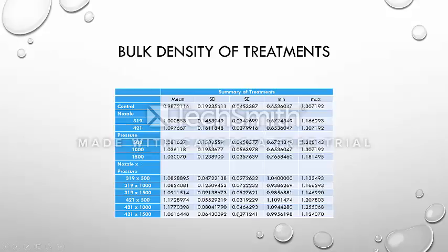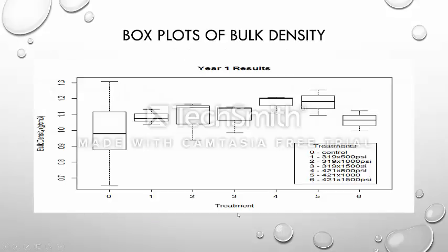And as you can see here on this next slide, this is a box plot showing the bulk densities of all these treatments. 0 right here is my control. 1, 2, and 3 are small nozzle sizes, and 4, 5, and 6 are my larger nozzle sizes. And as you can see right here, the 4 and 5 treatments all had a little bit higher average bulk density than the rest of all the treatments. So I thought that was interesting.